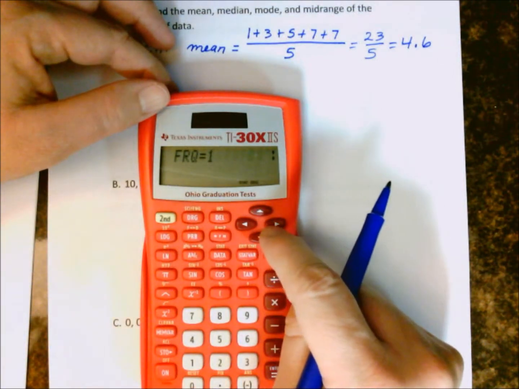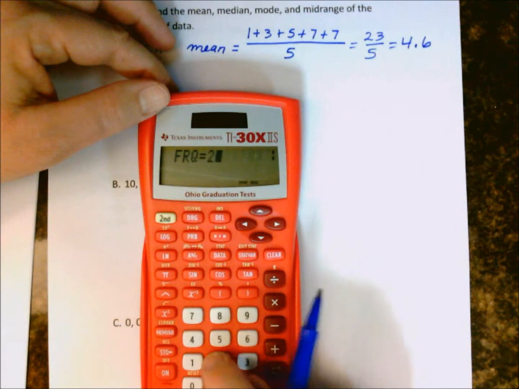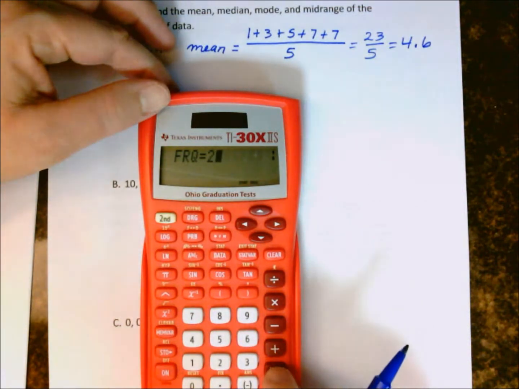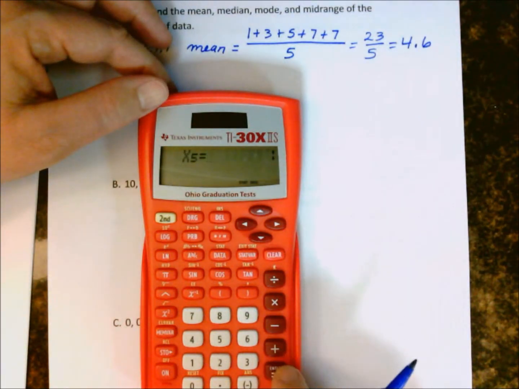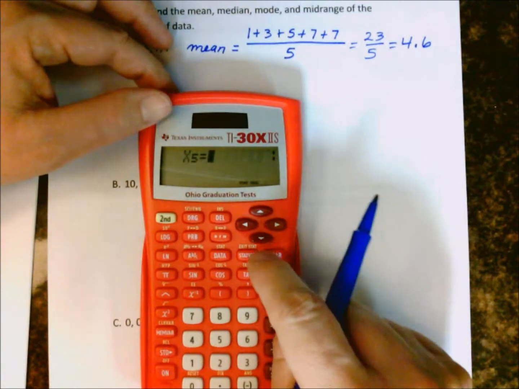Notice that since I have two 7s, I can simply press a 2 because the frequency, I have 2 of those. Let's arrow down one more time. Okay, we don't need it anymore. I don't need to hit enter.